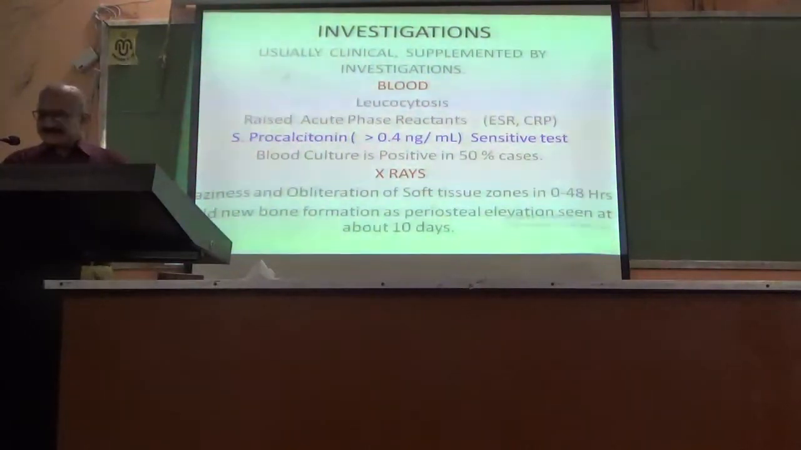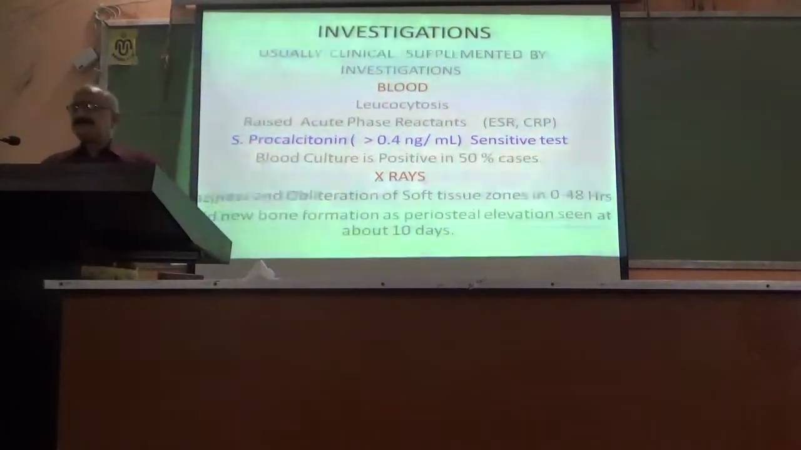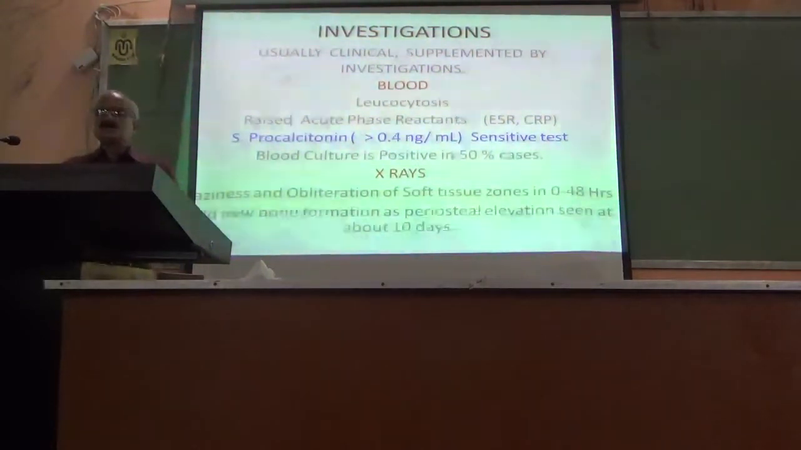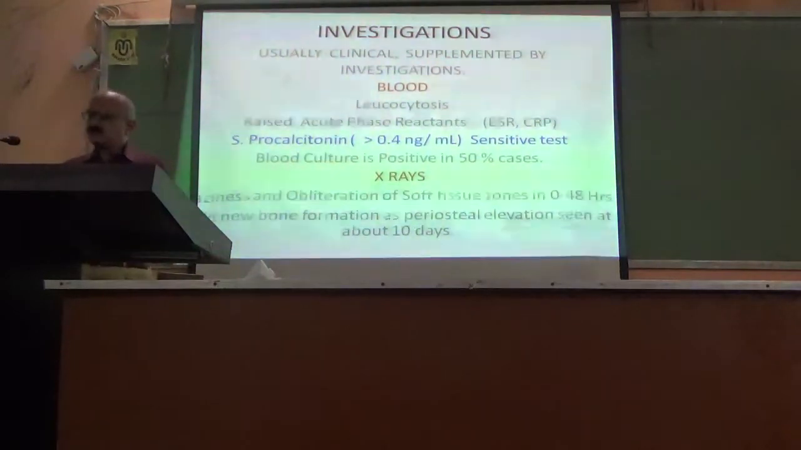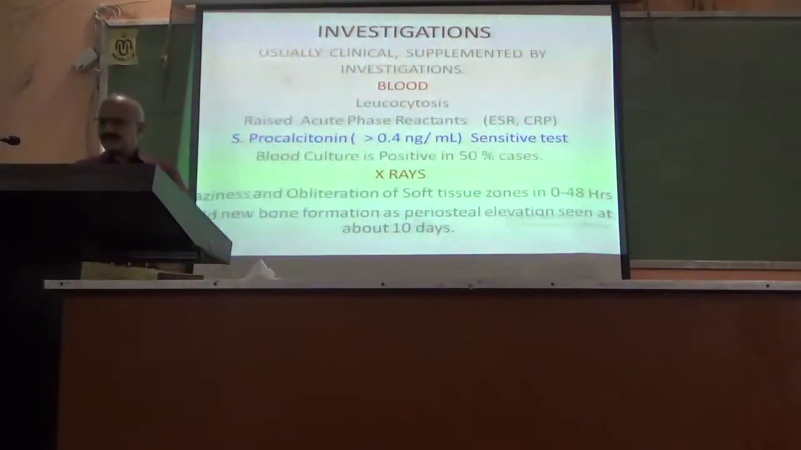And then coming to X-rays. In the initial part of acute osteomyelitis, it may be a perfectly normal picture, but as time passes, usually after 24 to 48 hours, one can see the heaviness in the X-ray of the limb. There is obliteration of soft tissue planes, and that is something which we see in 24 to 48 hours. And then mild new bone formation as periosteal elevation is seen at about 10 days.